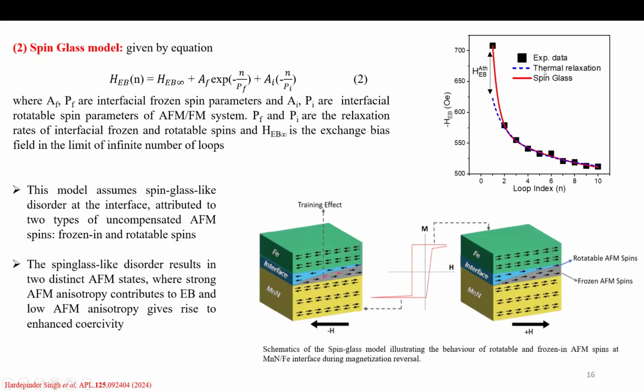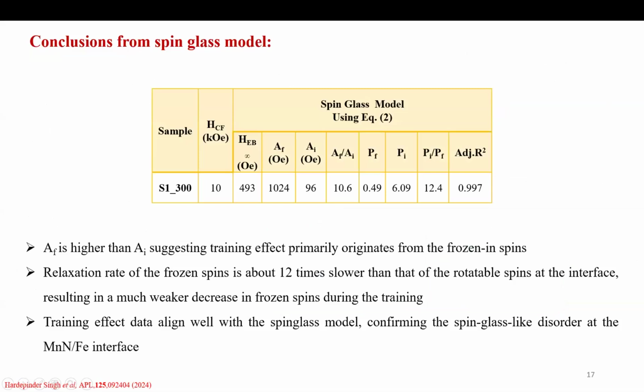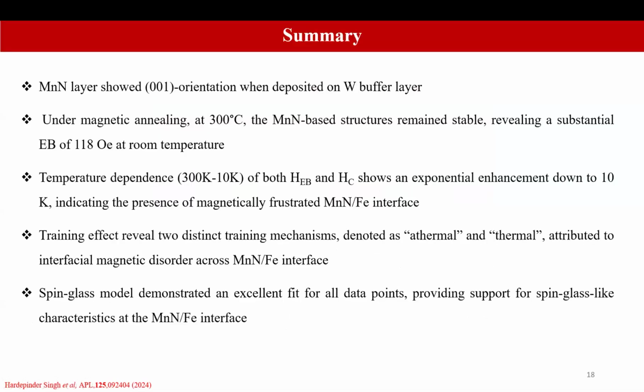As we can see here, the spin glass model fitted very well with this data, confirming the frustration and spin glass-like disorder at the MN interface. We can see that the AF value, that is the frozen parameter, is very high compared to the AI parameter. That means the training effect primarily originates from frozen spins. Secondly, the relaxation rate of the frozen spins is 12 times slower than the rotatable spins, which is expected since frozen spins have more anisotropy. And lastly, I'll summarize my work.